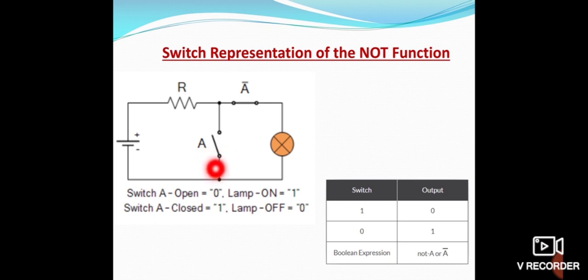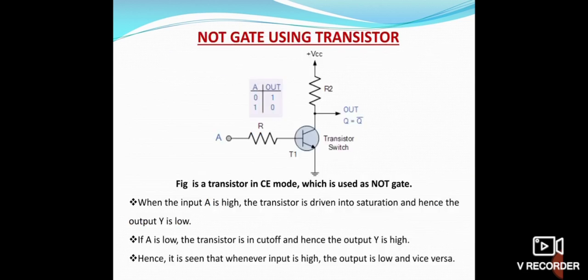and you won't get an output. Next is A equal to 0, that is A is open. So the current will flow in this direction and the bulb will glow and you will get an output.